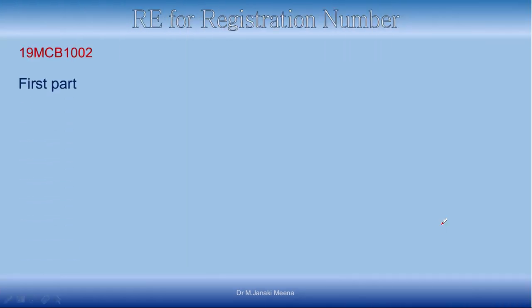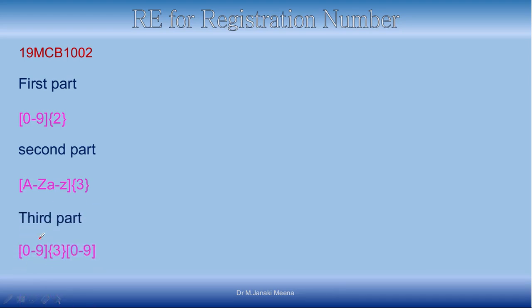So now let us write the expression for accepting the registration number. How will you write it? The first part can be from 0 to 9, and 2 digits should come, so put 2 within the curly braces. The second part is alphabets, 3 alphabets can be there, so put 3 within the curly braces. The third part is numbers, and the first 3 can be from 0 to 9, but the last one should be from 1 to 9.